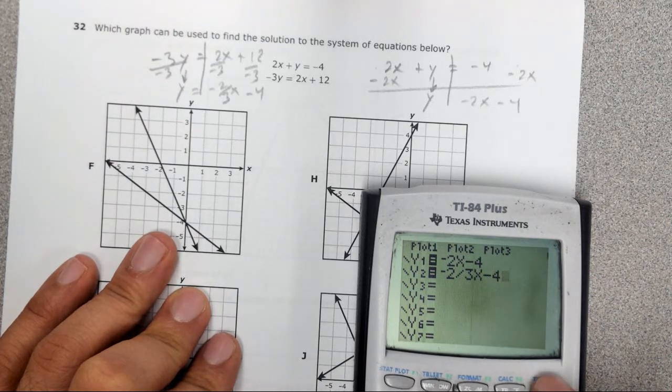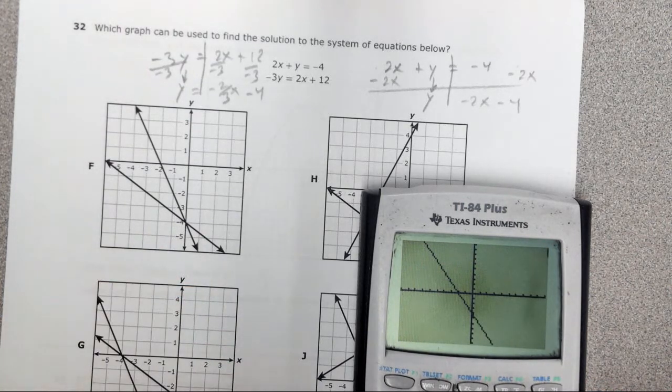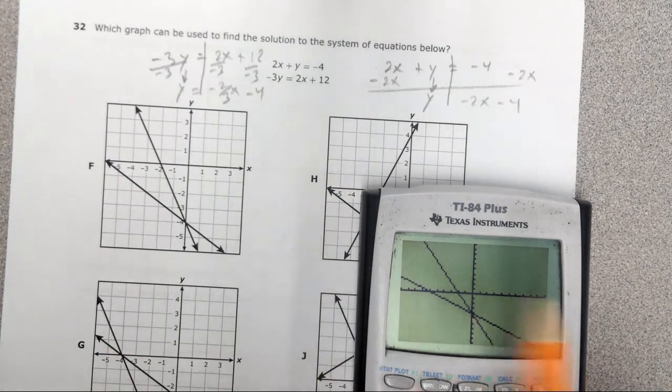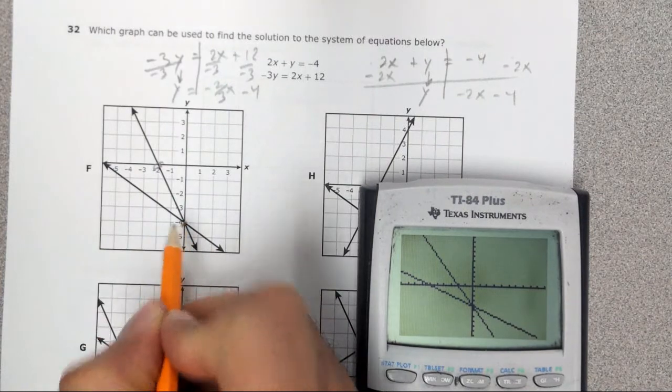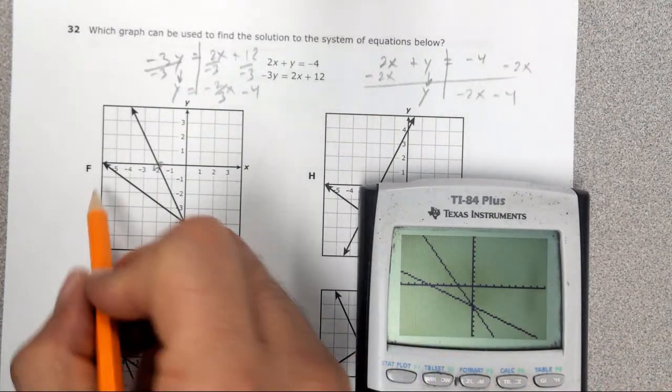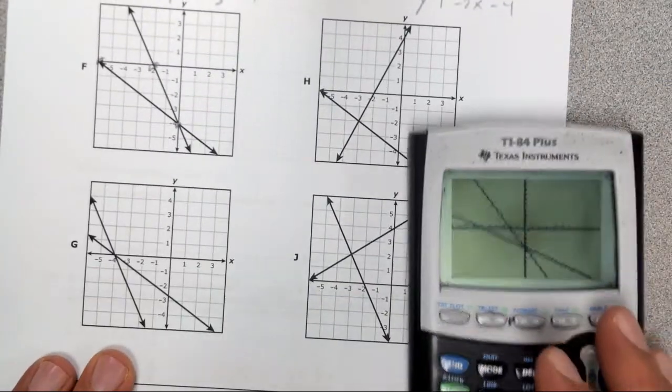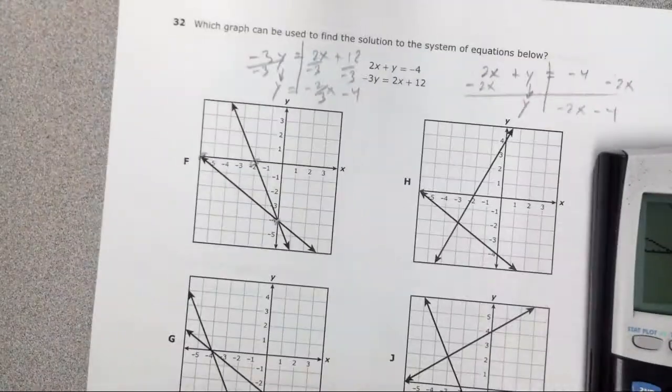And then we go graph, and we'll look at the answer. Now the first one crosses at negative 2, and that looks like negative 4. And the other line crosses up here around negative 6 and negative 4. That's the only graph that has the same picture. Do you see that? The answer is F.